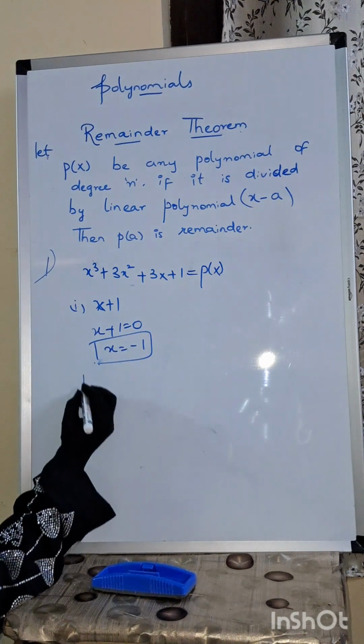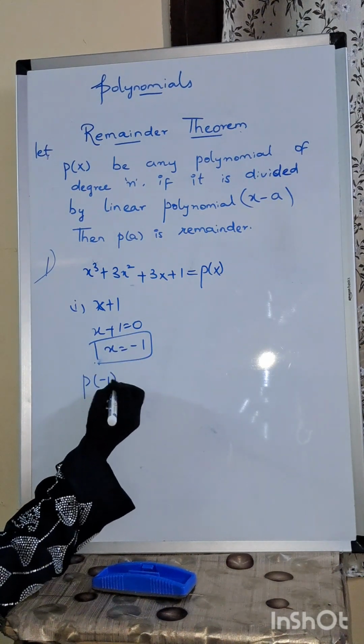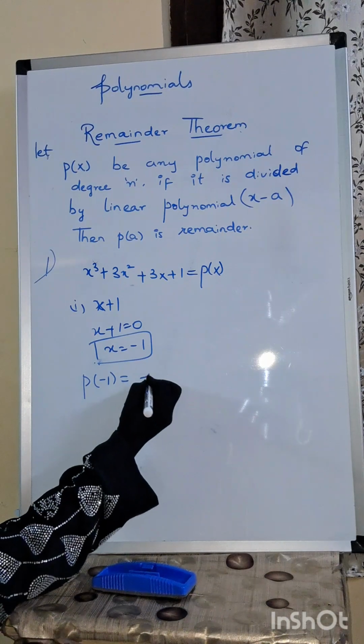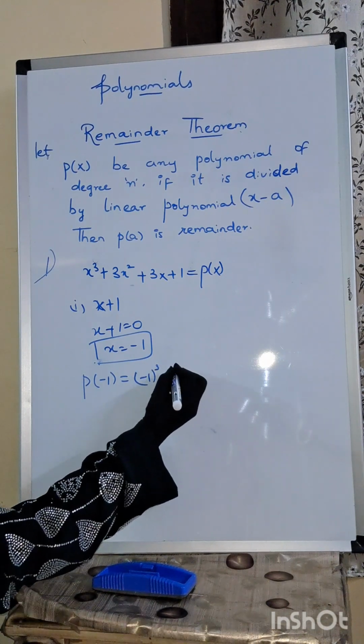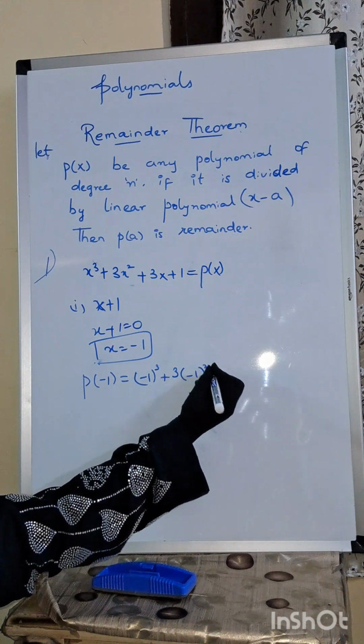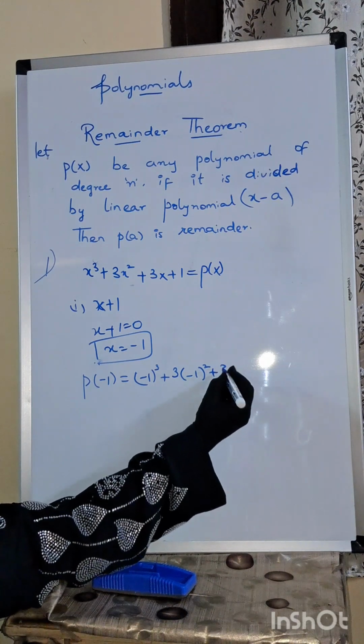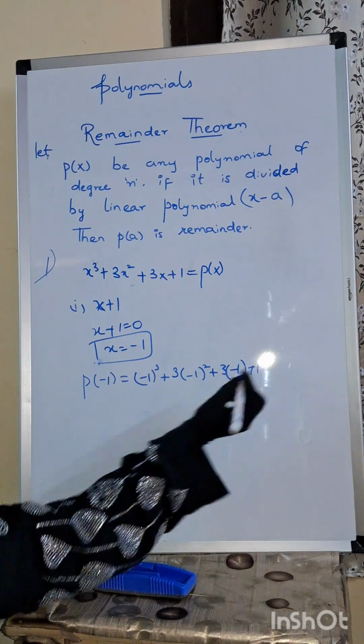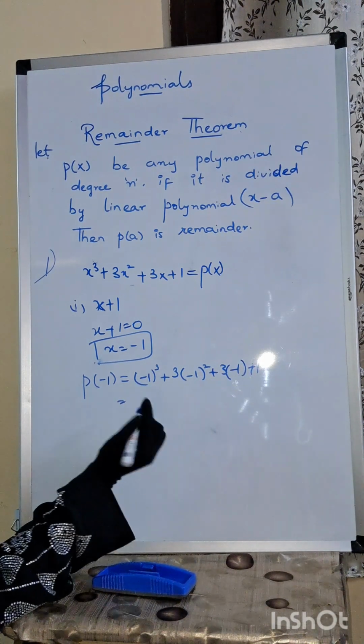So now what we will do? P of minus 1. So in the place of x we have to substitute minus 1. Minus 1 whole cube plus 3 into minus 1 whole square plus 3 into minus 1 plus 1. Anyhow, minus into minus is plus, plus into minus is minus.